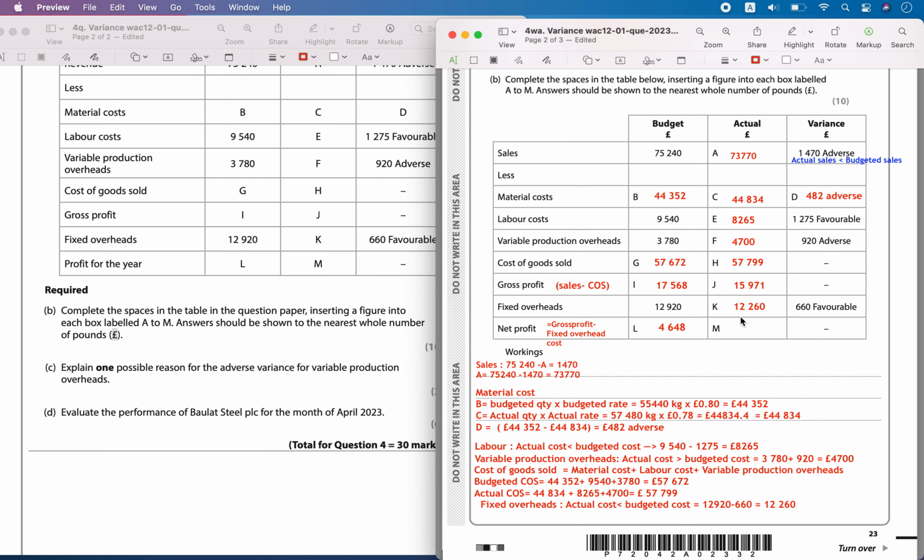And then 15,971 minus 12,260, that is 3,711 pounds. So this is how you will fill up the table by understanding the variances that have happened between the budgeted and the actual.